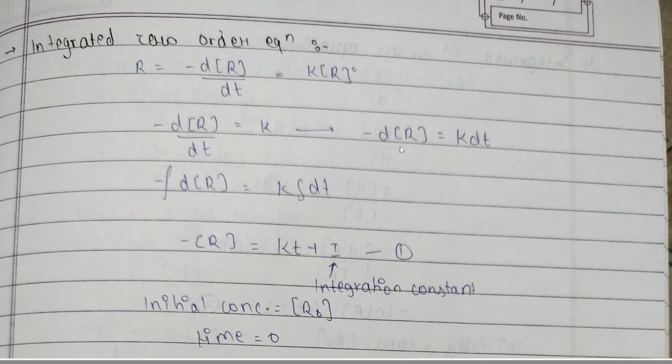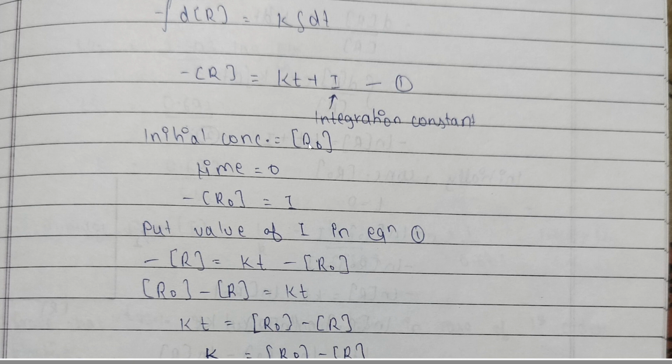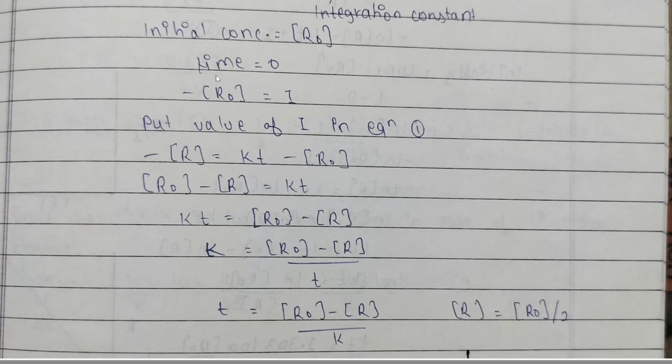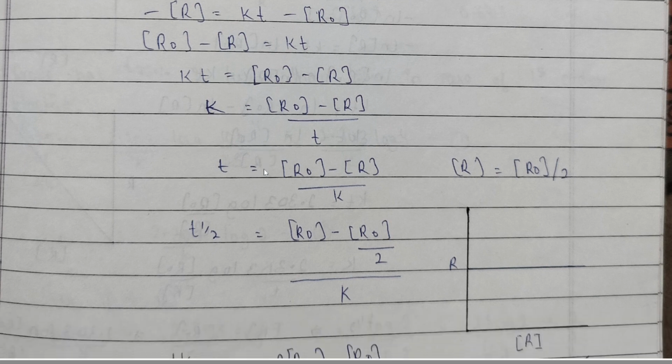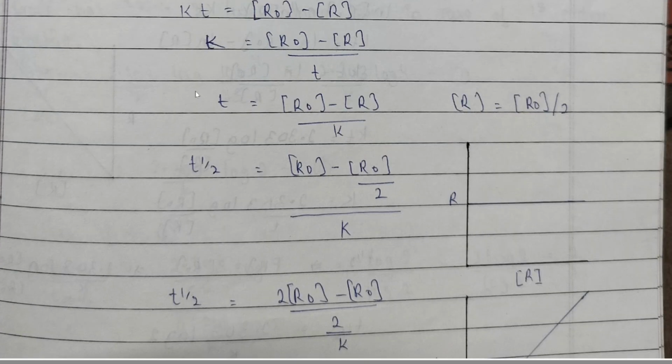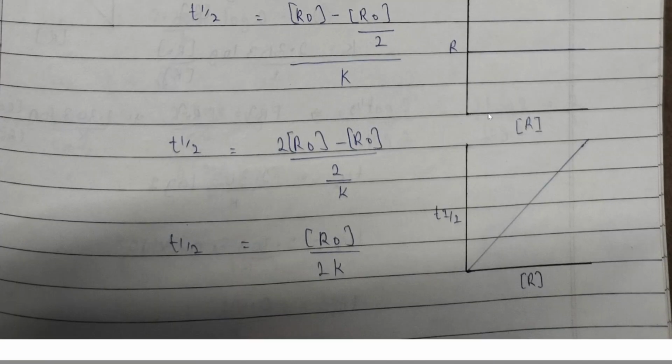Integrated zero order reaction. Rate R is equal to negative d[R]/dt, which gives K into concentration of R raised to power 0. Here we can move dt to that side, then take integration and solve this. From here we will find the value of I and put this value in equation number 1, and we calculate K is equal to ([R]naught minus [R]) by t. From here we can find the value of t and t half. This is the graph for R concentration versus t, and t half versus R concentration.